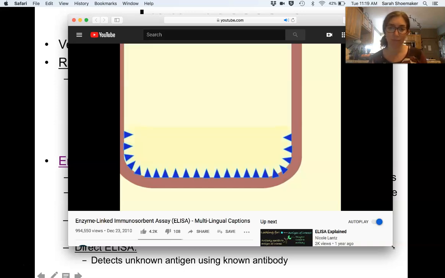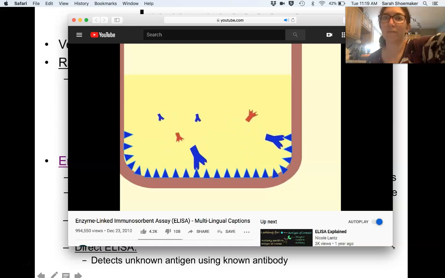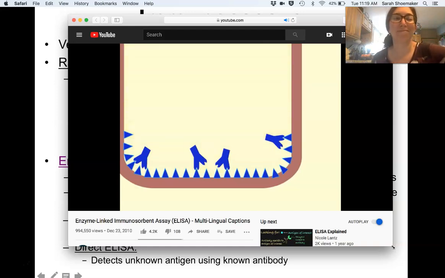To begin testing, the wells are filled with dilutions of the patient's serum. If antibodies against the antigen are present, they will bind to the antigen fixed to the bottom of the wells. But only antigen-specific antibodies will bind to the wells. The wells are then washed out to remove all unbound antibodies.